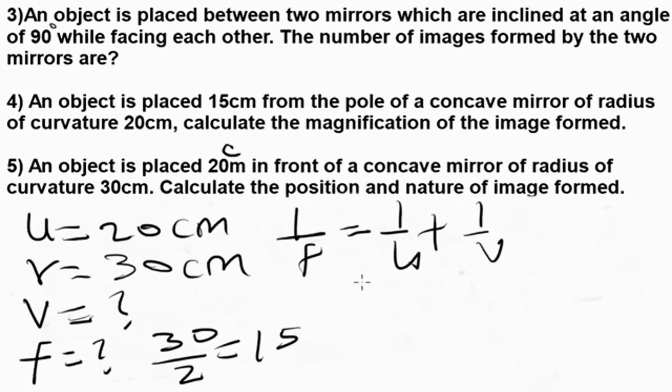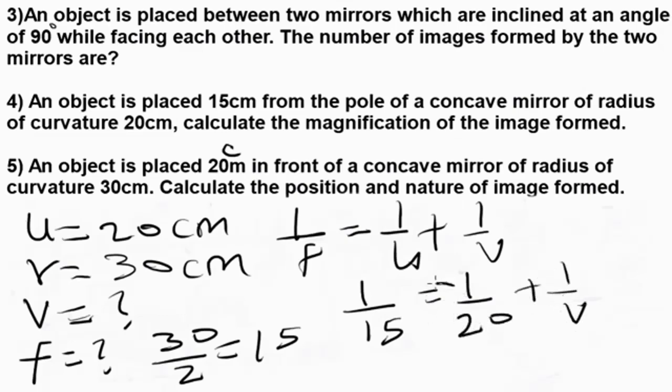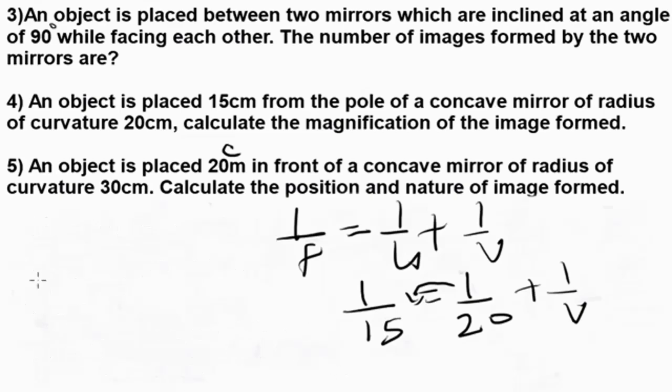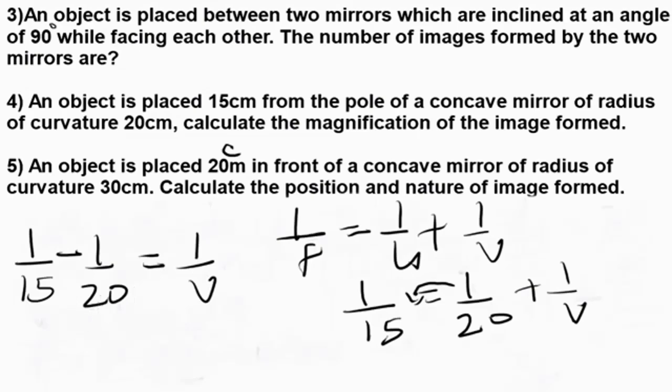So let's substitute. It gives us 1 over 15 equals 1 over our u, which is 20, plus 1 over v. When this crosses over the equality sign, it changes to negative. So we are going to have 1 over 15 minus 1 over 20 equals 1 over v. So you get the LCM, and the LCM will give us 60.